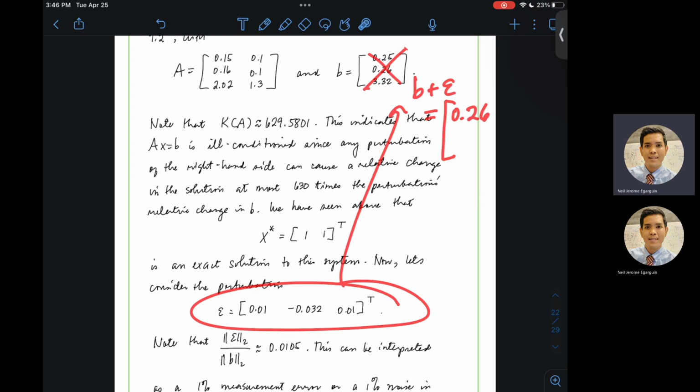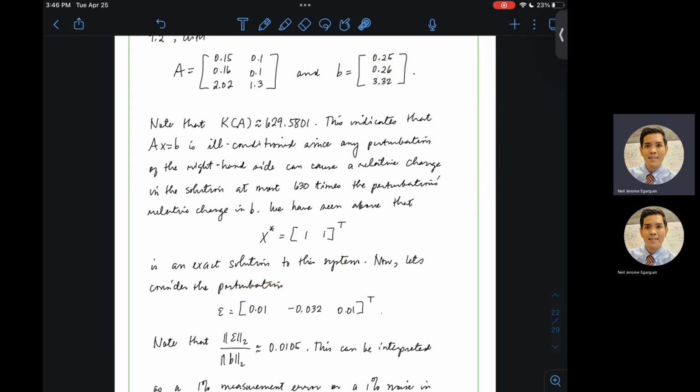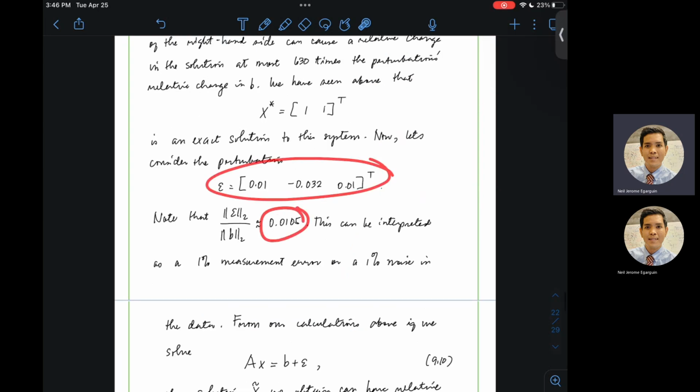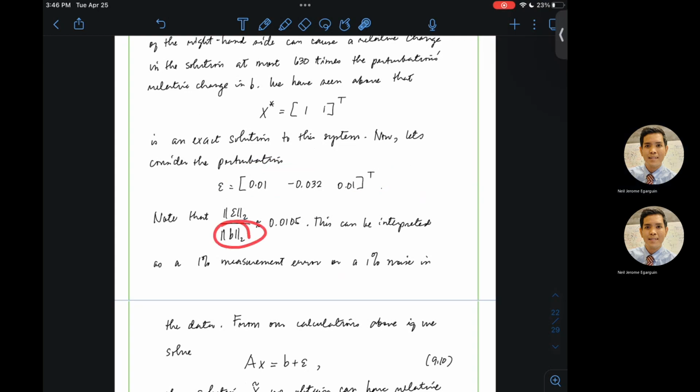0.26. Then you have, I thought I could do the math mentally, but this is 0.26, minus 0.032, and then instead of 3.32, you'll have 3.33. So this is the right-hand side that came from erroneous measurements, or this is the noisy data, and this is the perfect data. Now, this noise is actually just about 1.05% of the right-hand side. Essentially, you can think of it as about 1% noise or 1% measurement error.